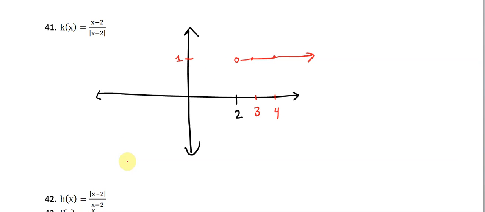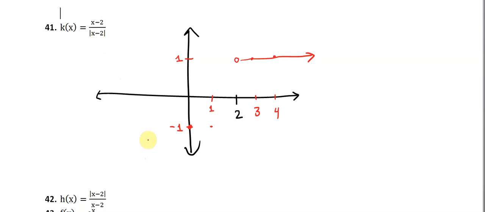Now let's look at the inputs that are less than 2. Let's say we were to put 1 in as our input. Well, the numerator is going to give us negative 1. The denominator is going to give us positive 1. So overall, we're going to get negative 1 as our answer. If we were to put 0 in here, the numerator is negative 2, the denominator is positive 2, so we're going to get negative 1 again.